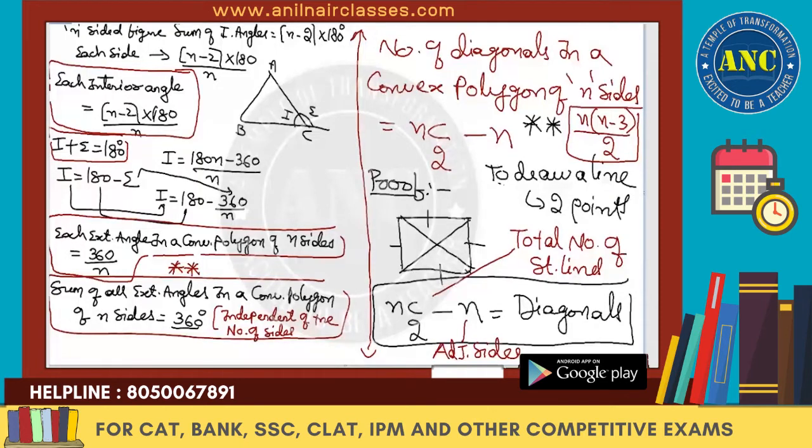Extremely important concept. Sum of all interior angles is given by n minus 2 into 180. Each interior angle is given by n minus 2 by n into 180. So each exterior angle of n sides is 360 by n. Sum of all exterior angles is 360 degrees. Number of diagonals in a convex polygon of n sides is n into n minus 3 by 2.